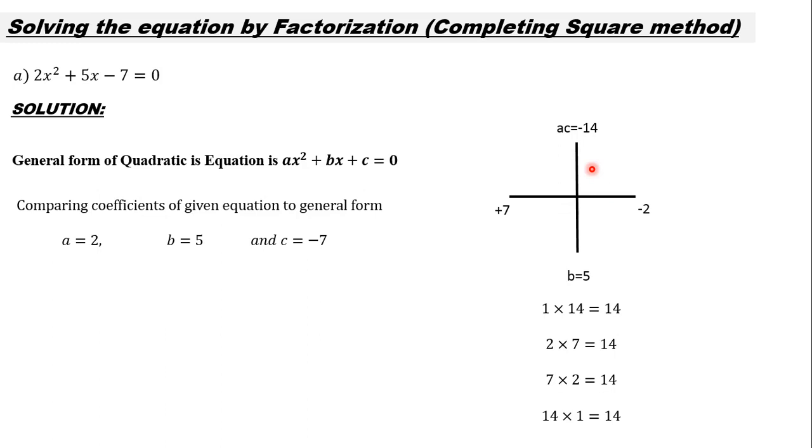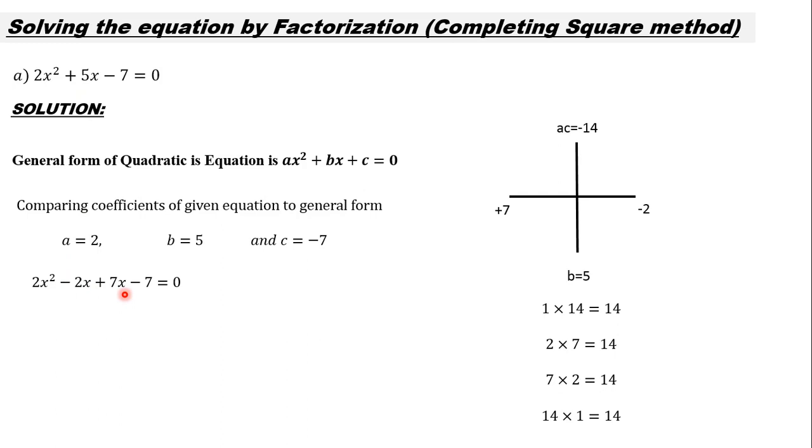So my best suitable pair for this equation for the middle term breaking is going to be 7x minus 2x. Now this will be written like this: the first term, 2x squared, will remain the same. The last term, minus 7, is going to be the same. However, the middle term is going to be broken into minus 2x plus 7x.